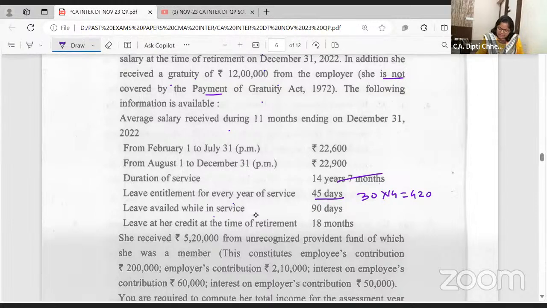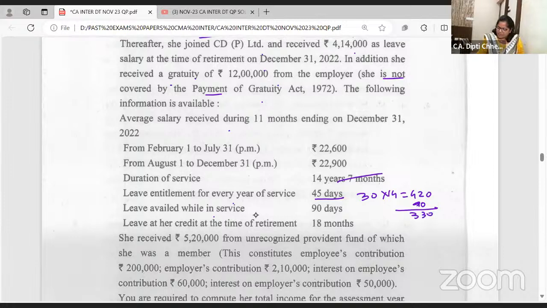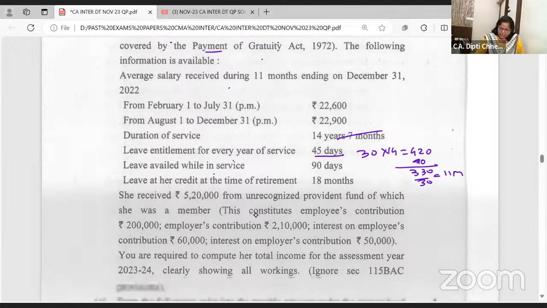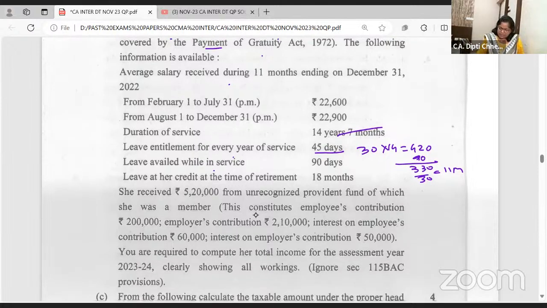90 days is allowed in this year. So how much leave is pending? 330 days, and if you take 30 days per year, you can take 11 months. As you wish, you can. Leave at the credit, abhi bhi jama pada hai, 18 months.